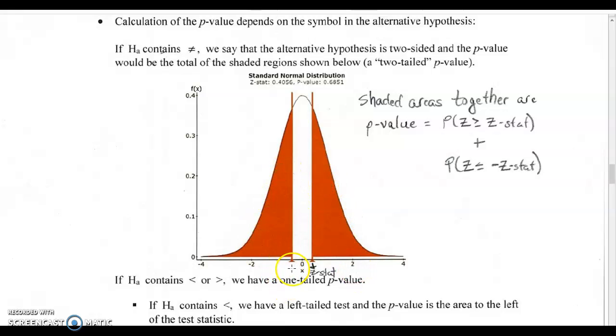So this would be like the opposite of the z-score and then to the left of it. So if this is the z-statistic of 0.4056, this right here would be minus 0.4056. So we want the area to the left of minus 0.4056 and then the area to the right of 0.4056. Now, since they're symmetric, you could just find that area and double it. But I just want you to really know what the p-value is. It's the probability of getting your test statistic or one more extreme.